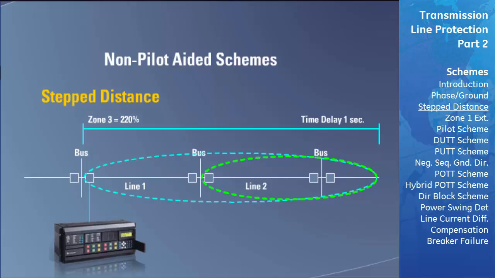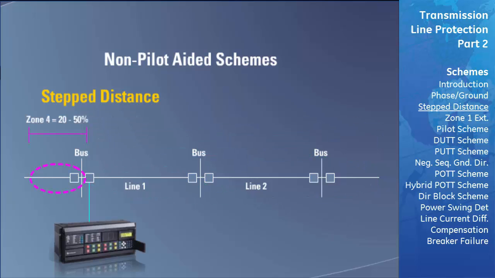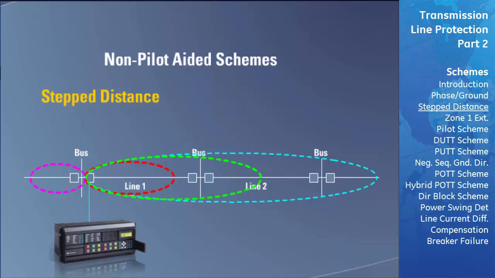Zone 4 is used as backup protection for a small portion of the adjacent transmission line in the reverse direction. The operation of this zone is usually time delayed to allow the first zone and second zone of that adjacent transmission line to operate first. A time delay of 750 milliseconds to 1 second is common. Once each of the 4 zones have been set, the stepped distance scheme to control the breaker on the left side of the transmission line is complete.